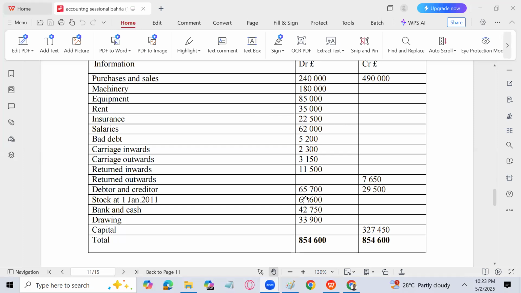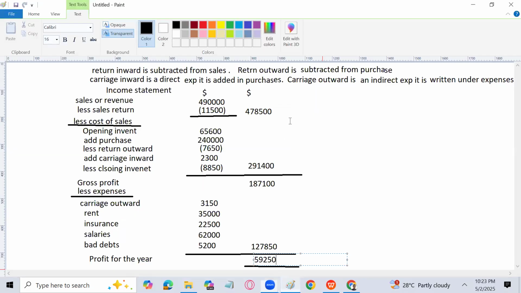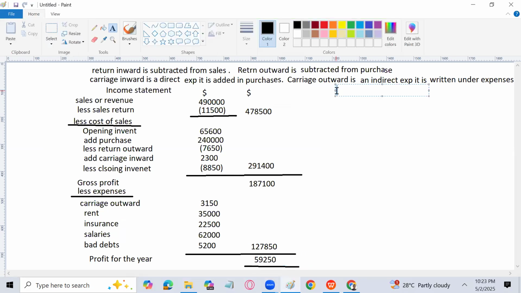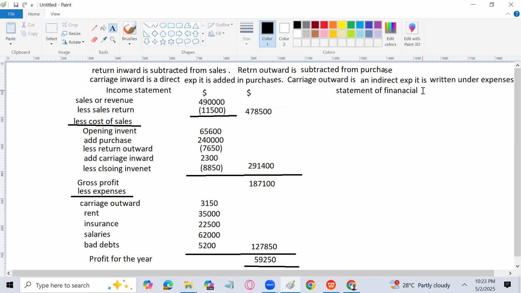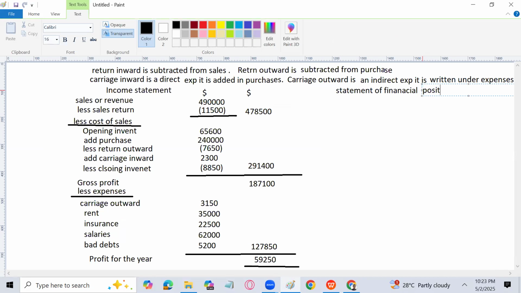Next, we have to prepare the statement of financial position again from the same data. Statement of financial position is basically the balance sheet. So let's prepare the statement of financial position. And you will find this question every time in your paper carrying 25 marks.